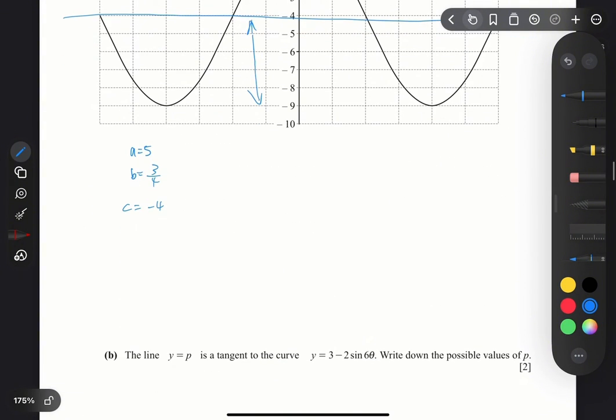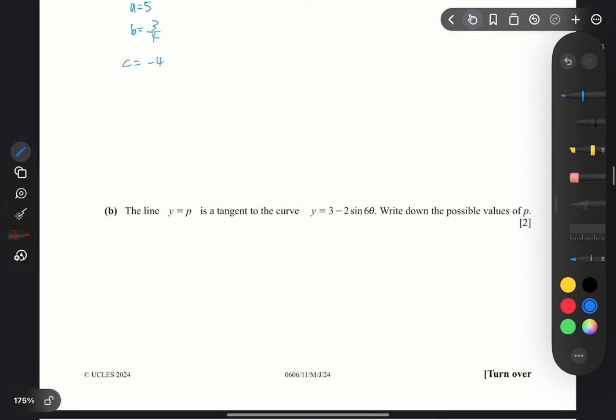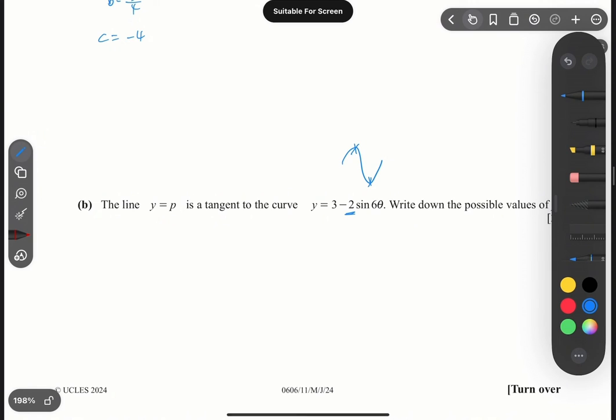Part B, the line y equals p is a tangent to the curve. Write down the possible values of p. So a sine graph looks like this. And for there to be a tangent on this graph, it will either be on the maximum or the minimum. And from this equation, you can tell that the amplitude is 2, minus 2.